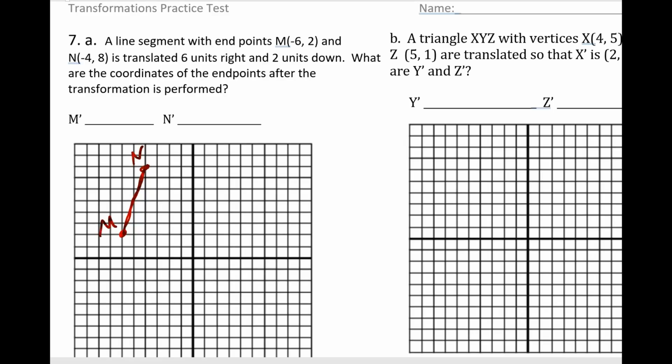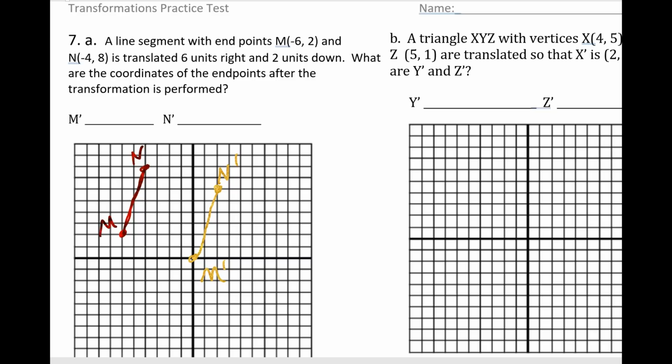All right, so 6 units to the right. 1, 2, 3, 4, 5, 6, and 2 units down. 1, 2 is N prime. There you are. 6 to the right. 1, 2, 3, 4, 5, 6. 2 units down. 1, 2. Well, will you look here? You're at the origin. M prime.